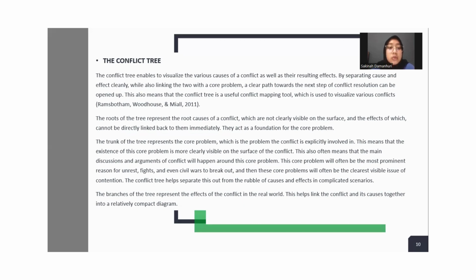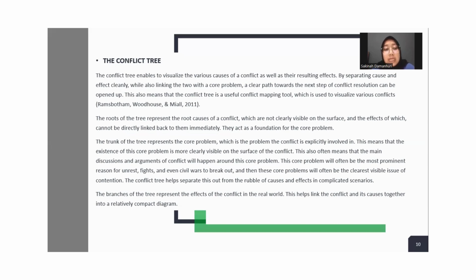from China. The next part is the trunk of the tree, which represents the core problem, which is the problem the conflict is explicitly involved in. This means that the existence of this core problem is more clearly visible on the surface of the conflict.